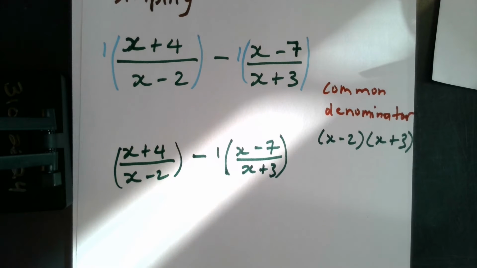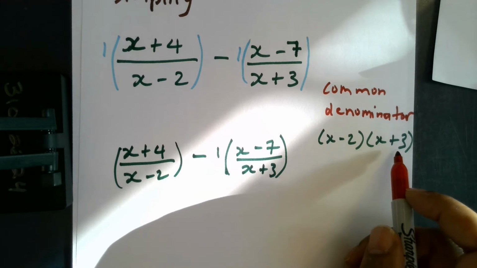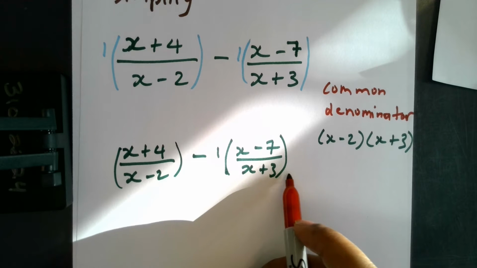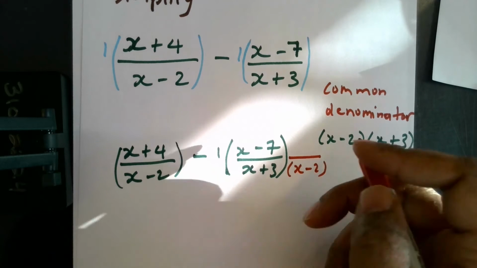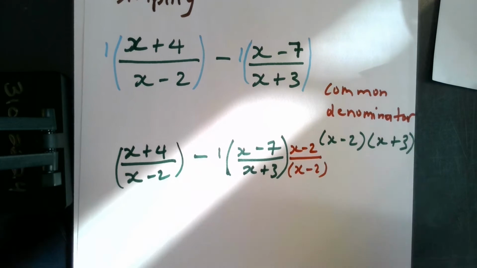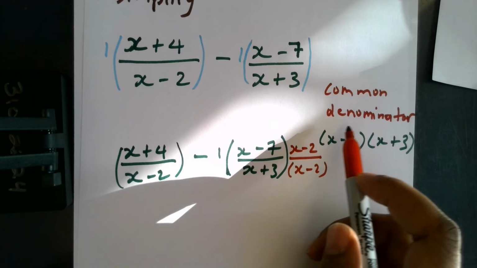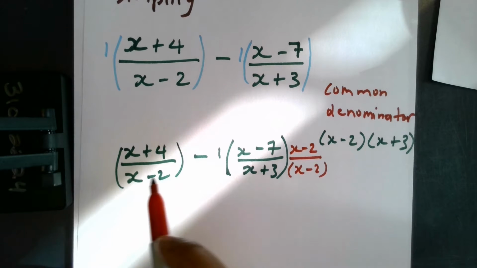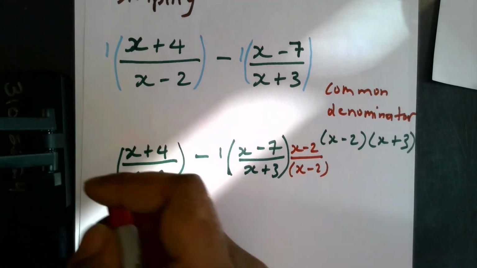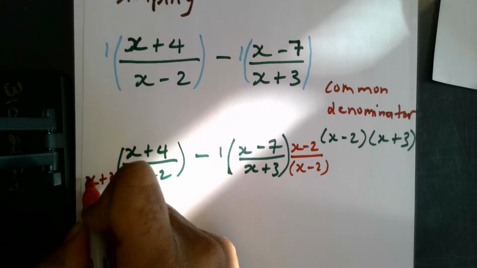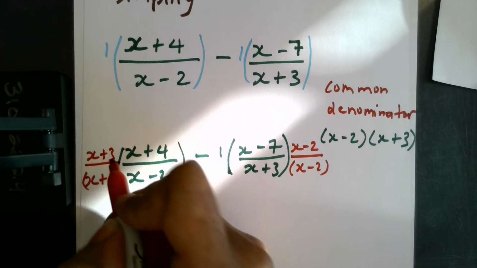Now my common denominator has x minus 2 and x plus 3. Now we have a missing x minus 2, so we need to write that beside it. At the top, I'm going to do the same. On this side, we have a missing x plus 3, because our common denominator has an x plus 3. So we need to have an x plus 3 here to make our denominator resemble what we have here. So x plus 3, and multiply the top by the same as well, x plus 3.